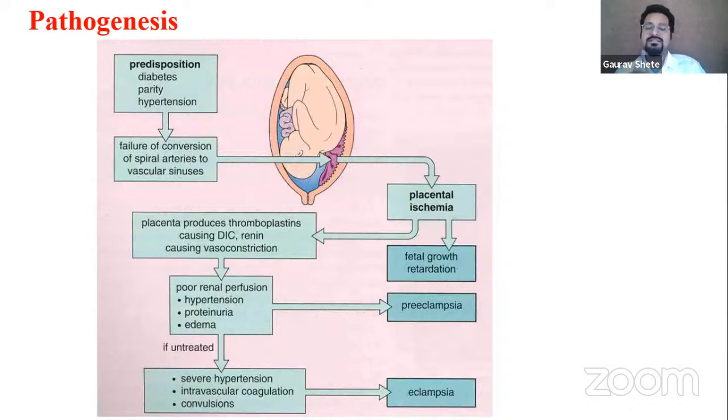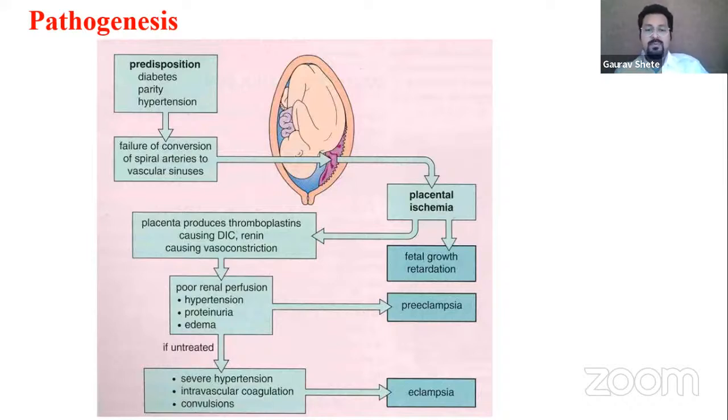In preeclampsia, the second wave of trophoblastic invasion doesn't take place, because of which the sequelae of preeclampsia start. If there is a failure of conversion of spiral arterioles to vascular sinuses, there is placental ischemia. Placental ischemia affects the fetus as well as the mother. The effects on the fetus: there is narrowing of the spiral arterioles, so the blood supply to the fetus is reduced. There is IUGR, there can be preterm delivery, and in severe cases there can be fetal death.